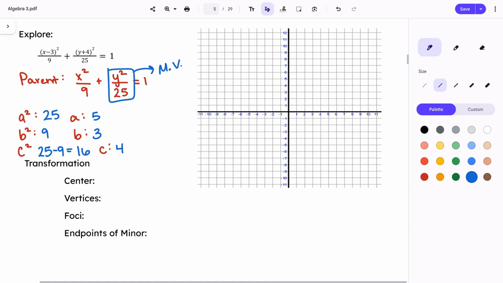Okay, so now I'm going to graph this like it's centered at 0, 0. So this time you're going to go up and down 5 for your A. These would be your vertices. And then those foci are at 4 and negative 4. And then my B terms are at 3. So left and right, 3 from the center.